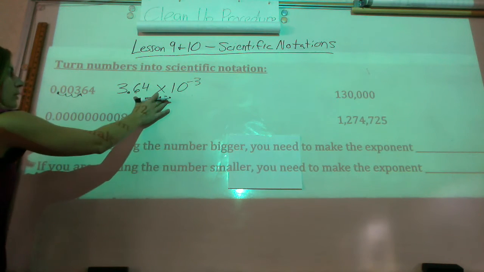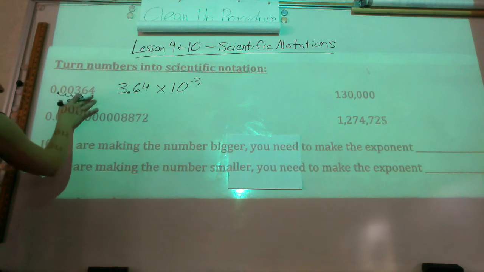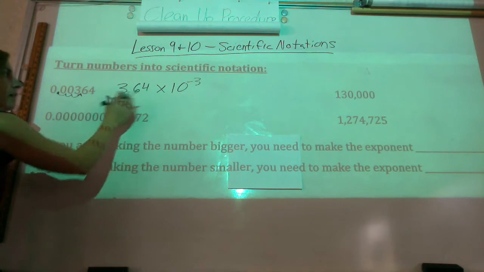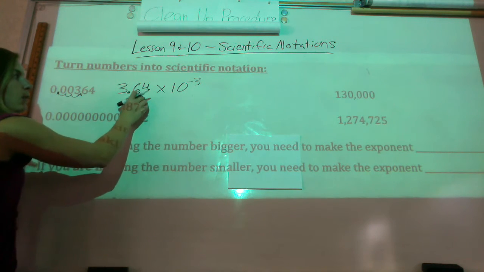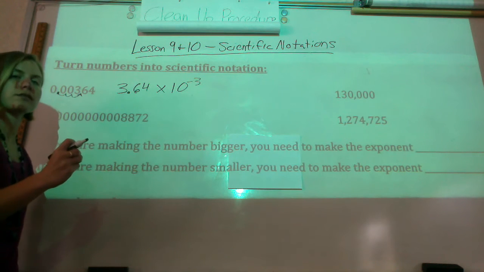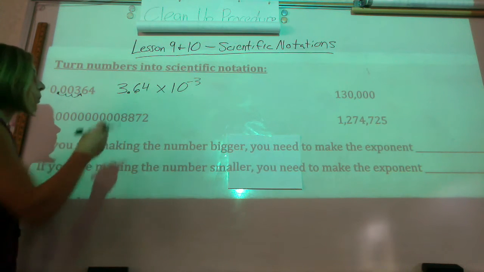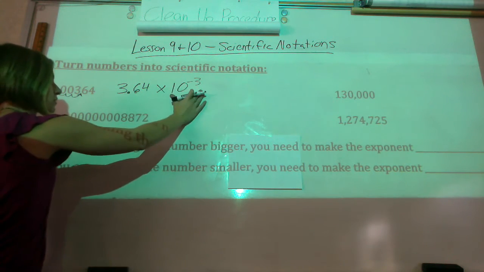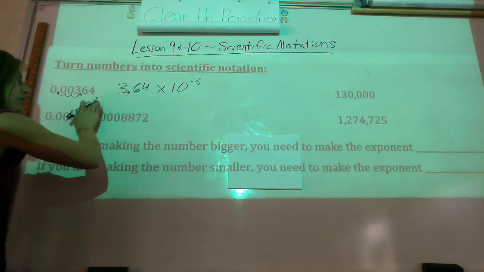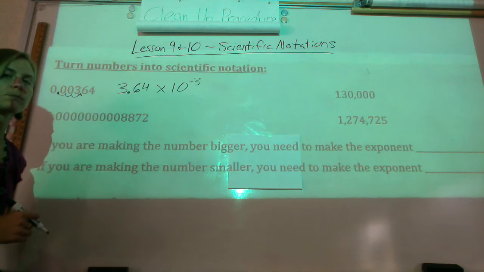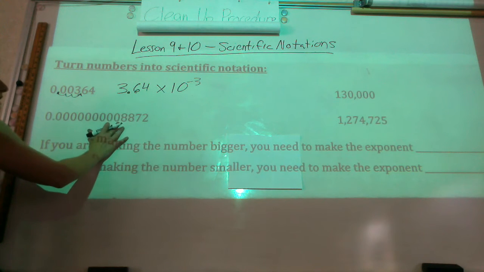So this number in scientific notation represents this original number. It's saying 3.64, those are the actual digits, but where that decimal is actually 3 digits away. It's actually 3 digits smaller. All right, let's go down below.